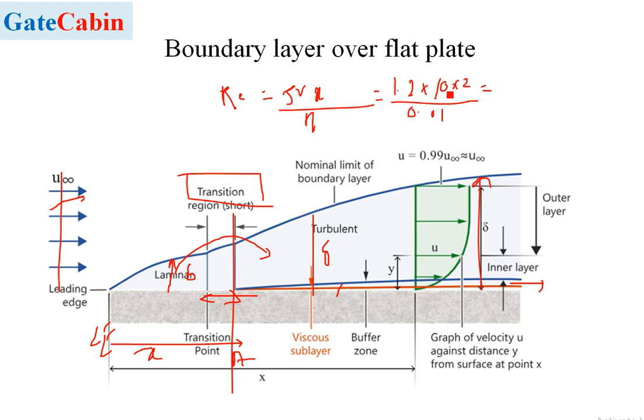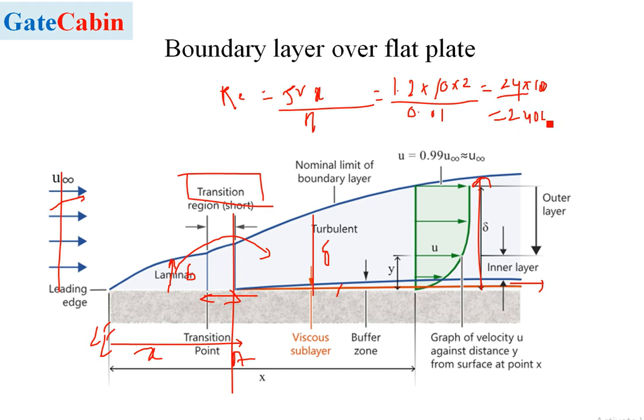So then it will be 1.2 into 10, that is 12, then into 2, this will become 24, and this 24 has to be multiplied with 100. Actually 1 over 0.01 will be 100. So the Reynolds number here at this station, which is 2 meters from the leading edge of the plate, will be around 2400.